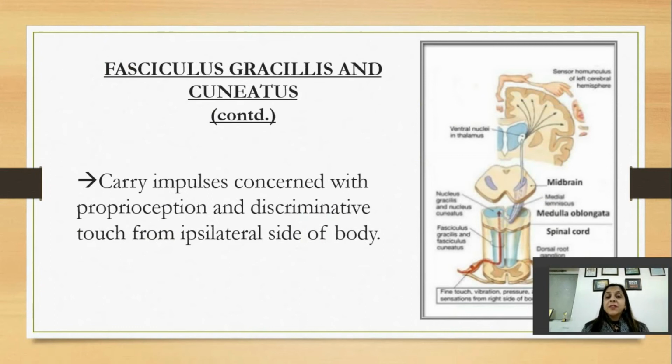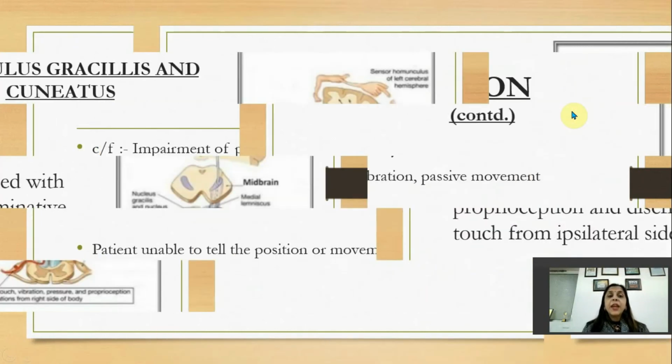So, how do these fibers carry the impulses? The fibers carry impulses in the form of proprioception and kinesthetic sense from the same side of the body, the ipsilateral side. As shown in the diagram, in the spinal cord, the fibers of the gracilis lie medially and the fibers of the cuneatus lie laterally. These fibers arise from the dorsal root ganglia of the spinal cord, then move upward through the midbrain, then to the ventral nuclei of the thalamus. Then from that level they give projection to the sensory homunculus of the cerebral hemisphere and give the proprioception.